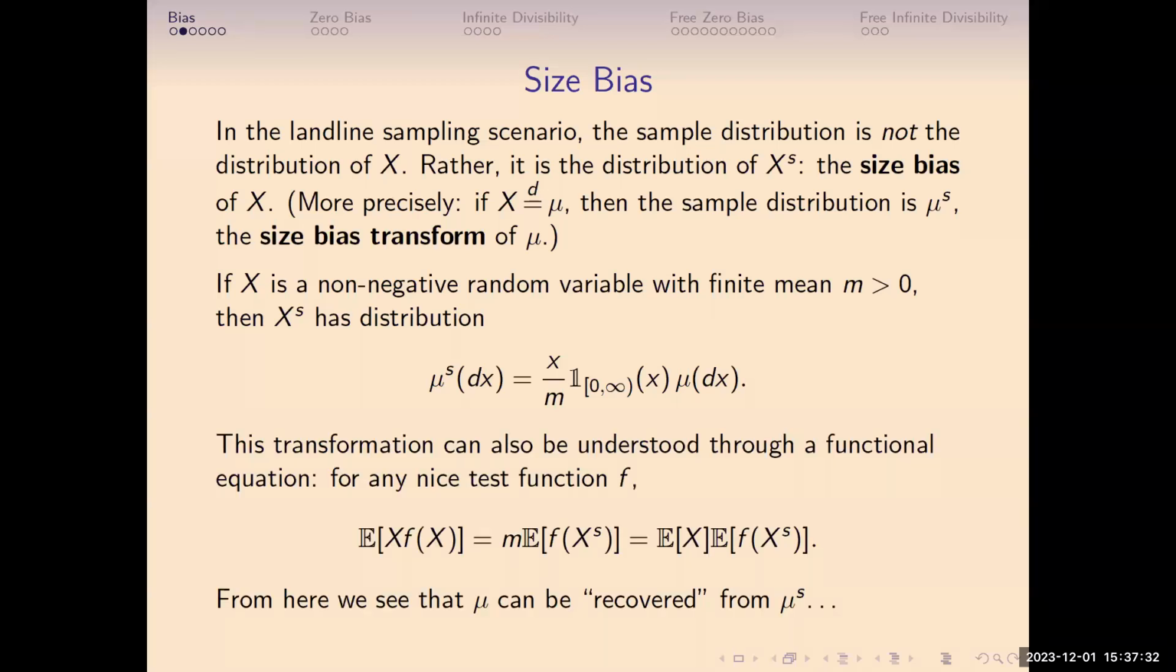Also, this can be characterized through a functional equation, which sometimes is more convenient. You can rewrite this Radon-Nikodym derivative in dual form, in terms of test functions: expectation of x f of x. So the x comes from here and the mean goes on the other side. It's really the same equation tested by functions. Expectation of x f of x factors as expectation of x times the expectation, not of f of x, but of f of x size biased. Here you can see that you can recover the distribution except for the mass at 0. Okay, so this is size biasing.